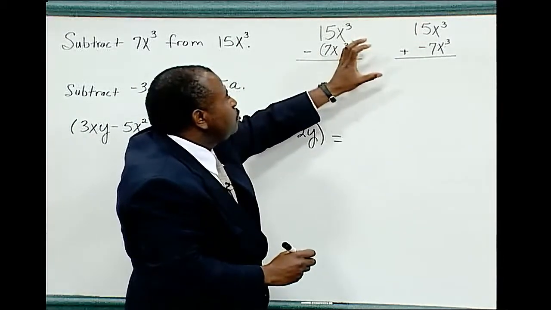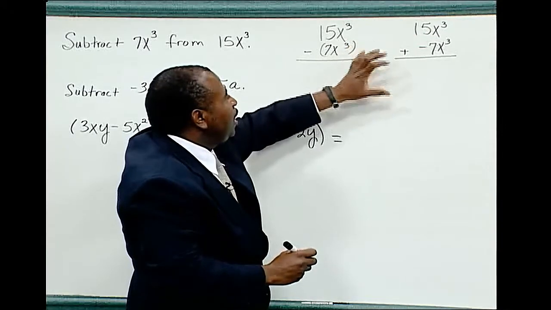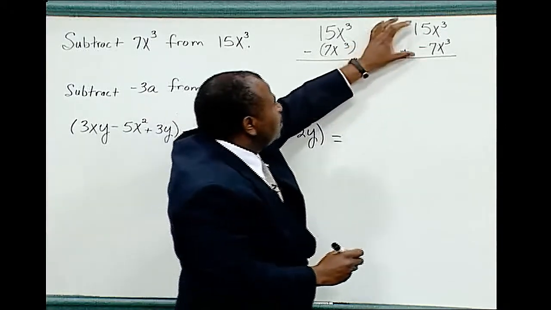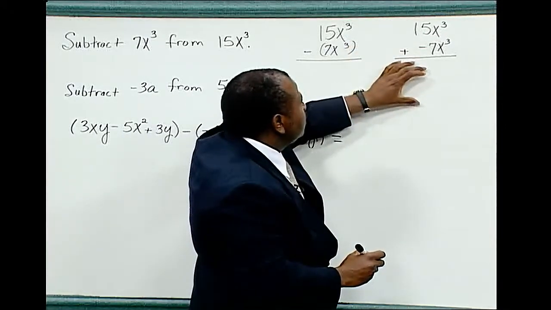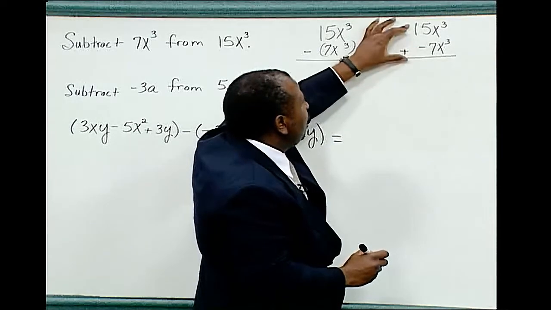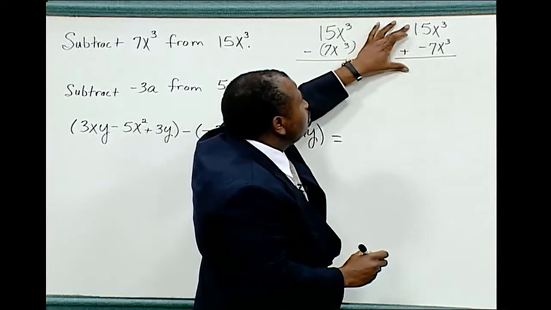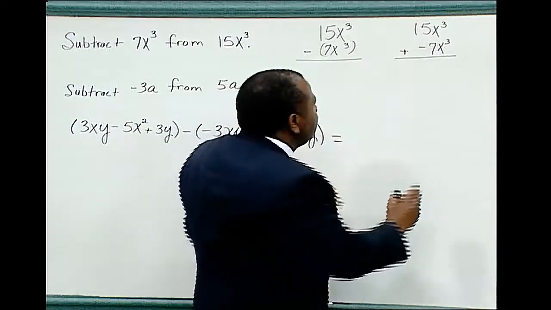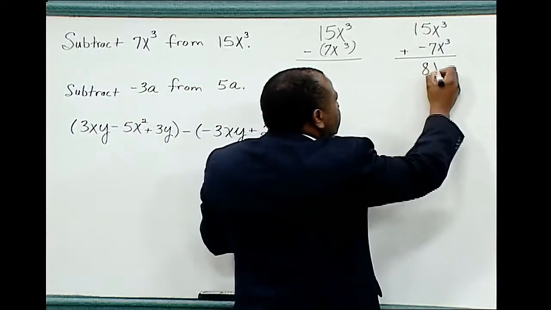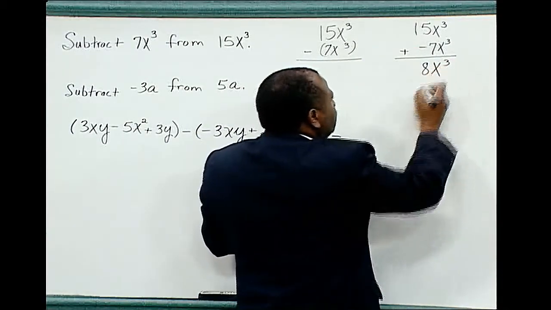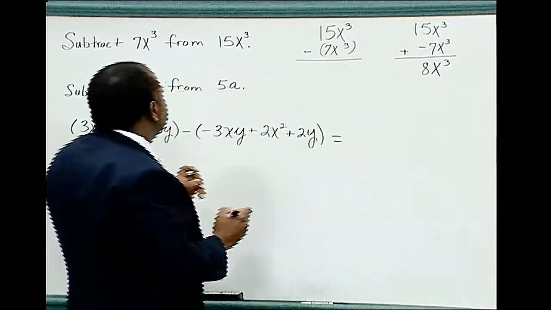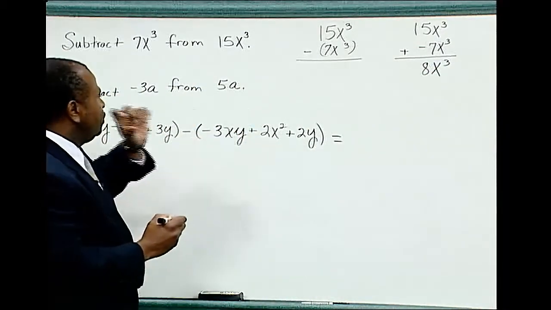Now we're going to use the rule for adding algebraic expressions. The signs are different, a negative 7 and a positive 15. Therefore, we subtract. 7 from 15 leaves 8. Bring down the x to the third power. So we get the answer. The answer is 8x to the third power.